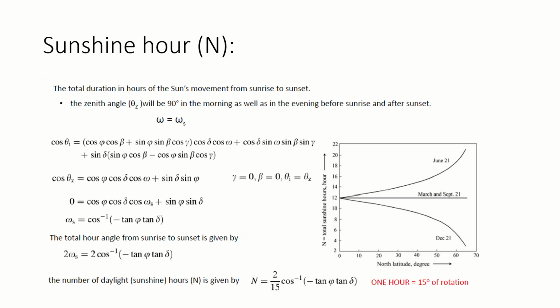Sunshine hour. It is calculated by N, and the number of daylight hours is denoted here. So N equals to 2 by 15 cos inverse of minus tan φ into tan delta. Here again 1 hour is 15 degrees of rotation.